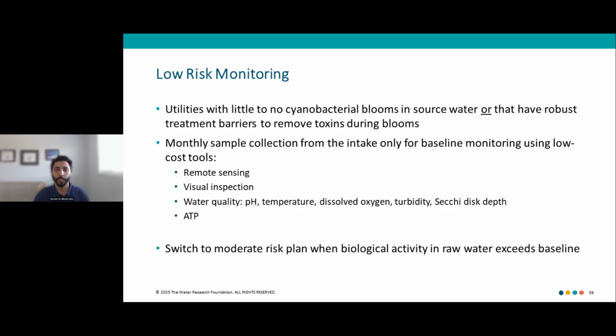So I won't go over what low risk entails or what the tools are that can be selected. But I'll just highlight that if you are placed in a low risk monitoring category, then we have instructions to switch to a moderate risk plan when the biological activity being monitored by these low cost first tier monitoring tools exceeds some baseline based on your historical data. And there's a little bit more information in the guide about how exactly to do that.